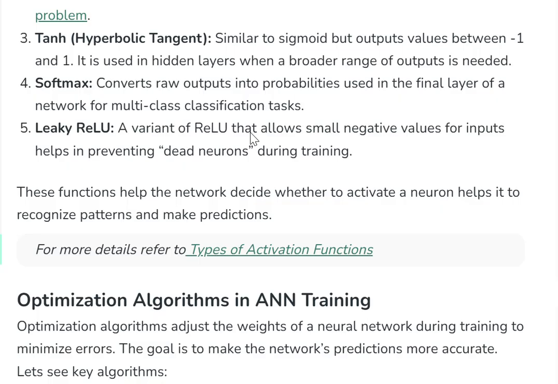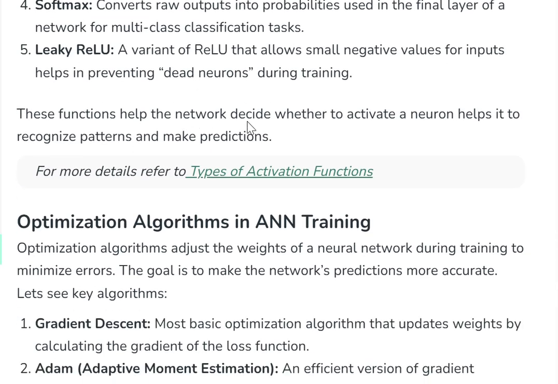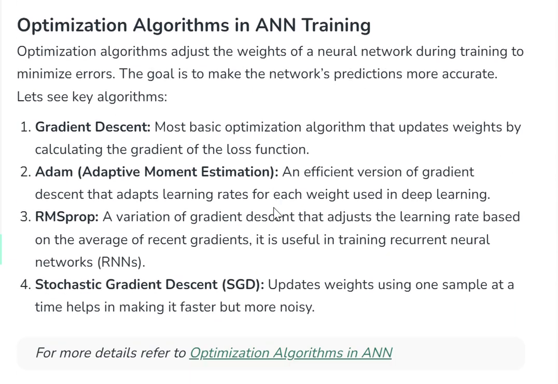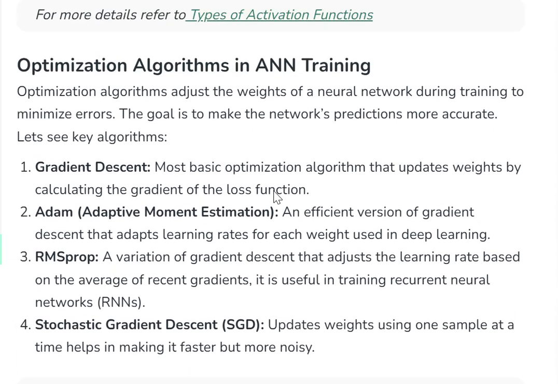Leaky ReLU, a variant of ReLU that allows small negative values for inputs, helps prevent dead neurons during training. So the function helps the network decide whether to activate neurons, helps it recognize patterns and make predictions. Next, optimization algorithms in ANN training.